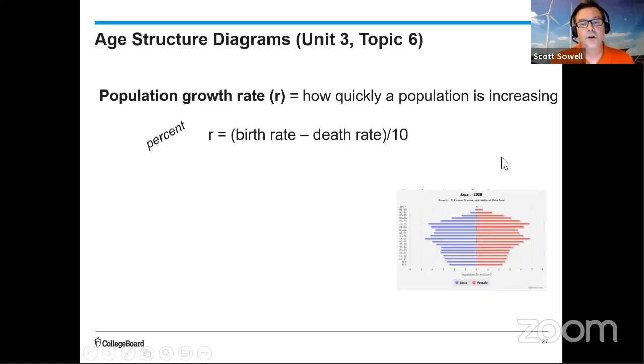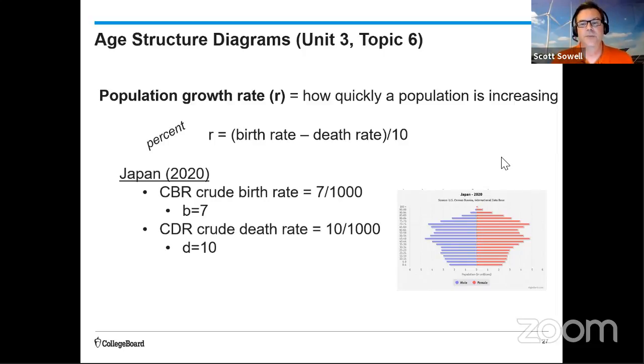So basically, the growth rate is birth minus death over 10. That's the basic formula. Now, there are also issues of immigration and emigration, but we're not going to deal with those at this point. So let's just take Japan, for example. Japan this year has a crude birth rate of 7 births per 1,000 individuals. We can just really relate that as a birth equals 7. The reason we can just reduce that to 7 is we're making a percentage here. So because this is already over 1,000, we reduced it to 7 and then divide by 10.